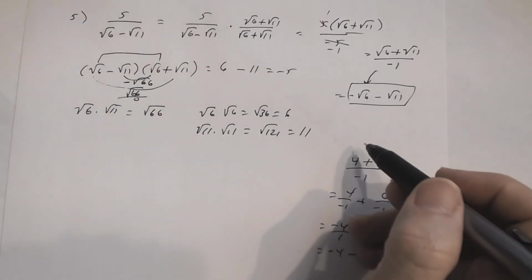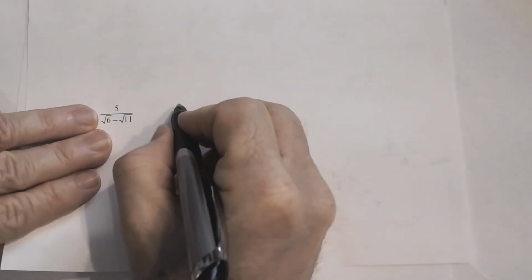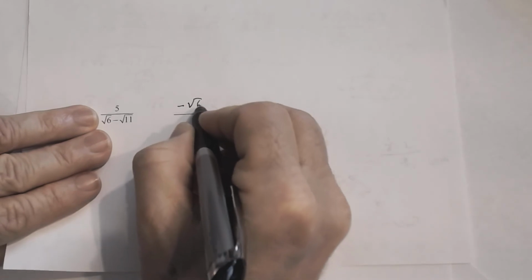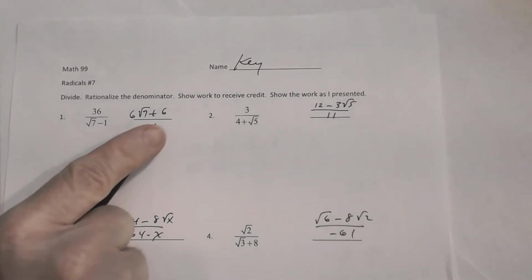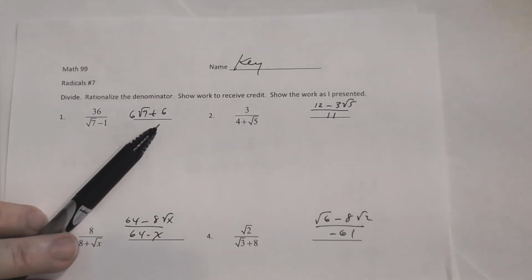Okay? So the answer to number 5 is negative square root of 6 minus the square root of 11. And that's the answer. So that's the key to worksheet number 7.